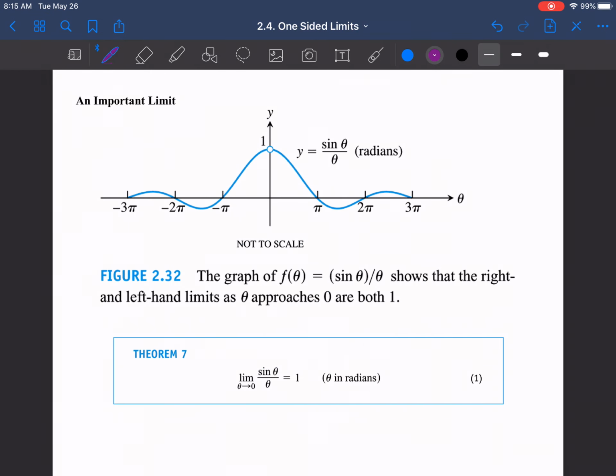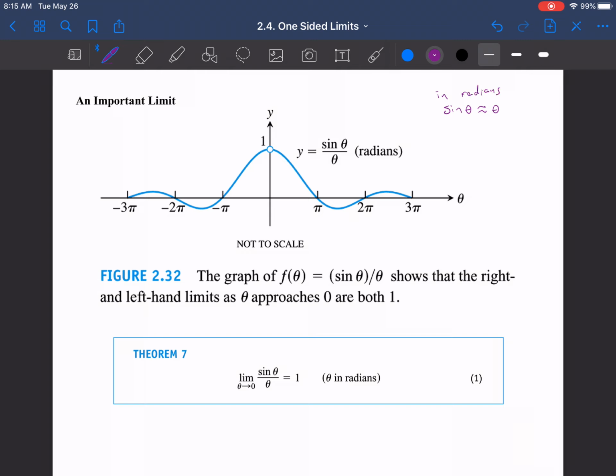All right, here is an important limit. This is one you most definitely want to know. And this is the idea that sine of theta over theta goes to 1. Essentially, this comes from the idea that sine of theta is approximately theta. This is in radians. In radians.